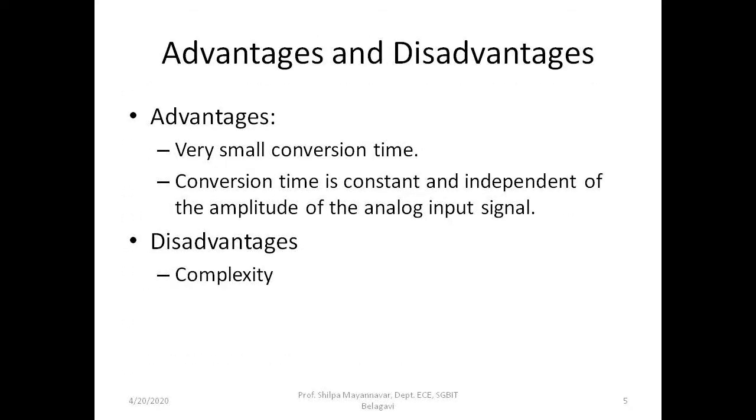There are some merits and demerits of this type of converter. The advantage of this type of converter is that the conversion time is very small, and this conversion time is constant and independent of the amplitude of the analog input signal VA. The disadvantage is that the circuit is complex.